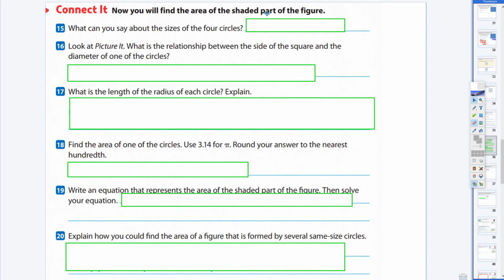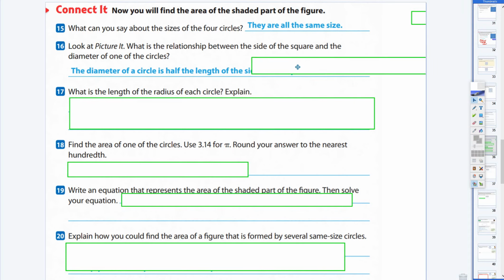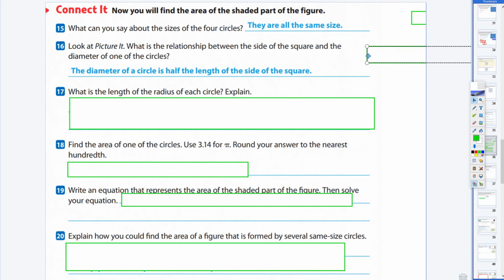Look at the answer to question 15. What can you say about the sizes of the four circles? They're all the same size. What is the relationship between the sides of the square and the diameter of one of the circles? And again, we did that. The diameter of a circle is half the length of the side of the square. Remember, the diameter of one circle.